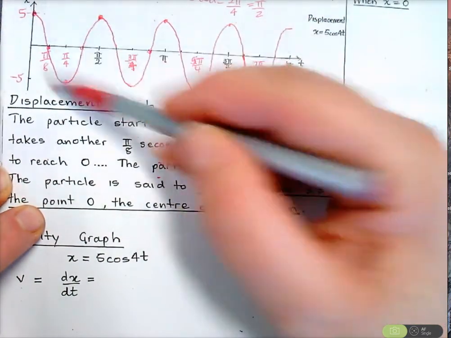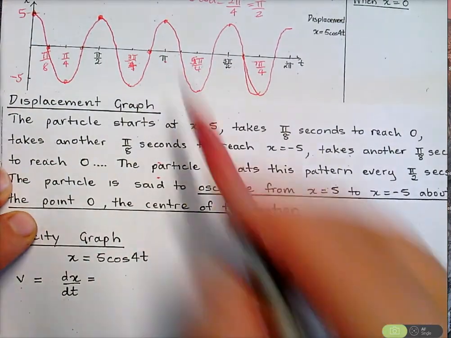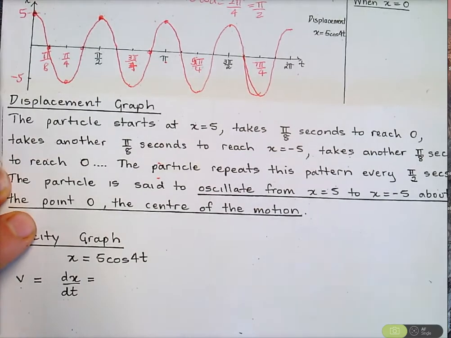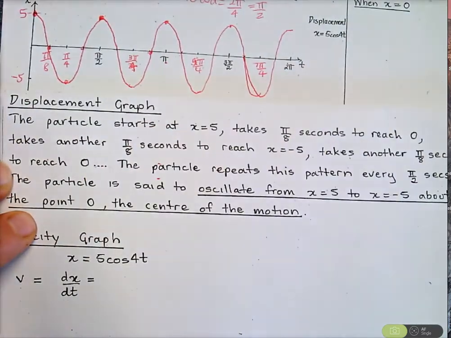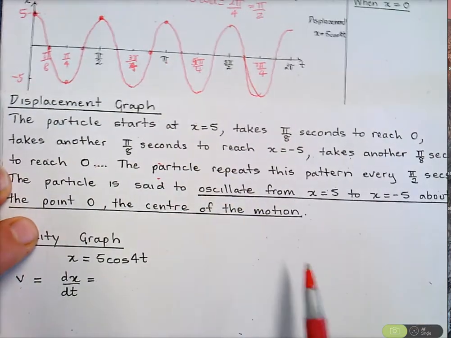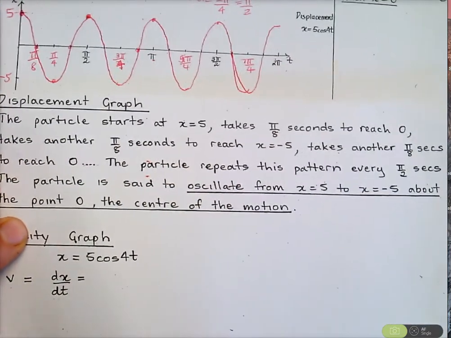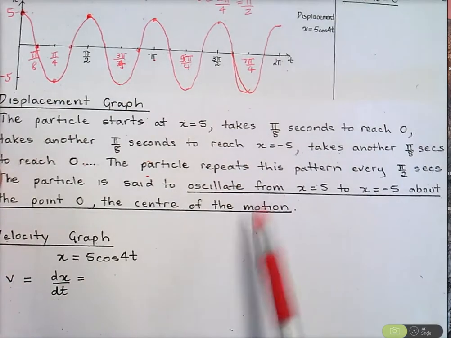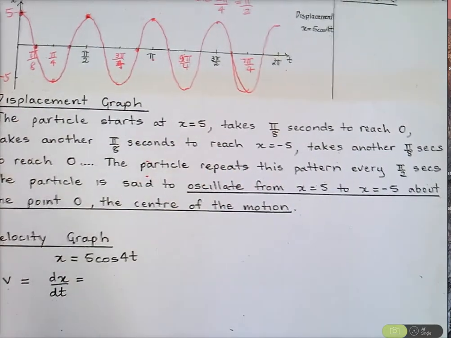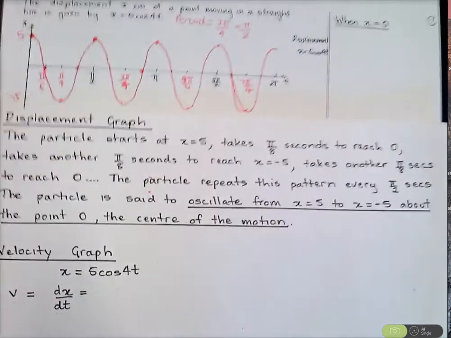The particle repeats that pattern every pi on 2 seconds. It takes another pi on 8 to get back to 5, and so on. The particle repeats this pattern every pi on 2 seconds. That's your period. The particle is said to oscillate from x equals 5 to x equals negative 5 about point O, which is the center of the motion.